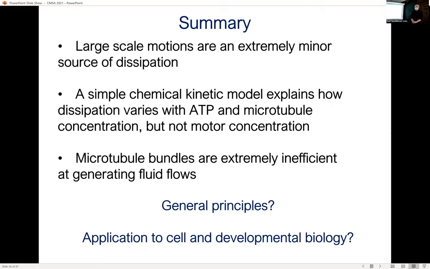We're definitely very interested in understanding dissipation and energy use in actual cell and developmental biological systems, and we are doing a lot of work in that regard. And I think I will end here.